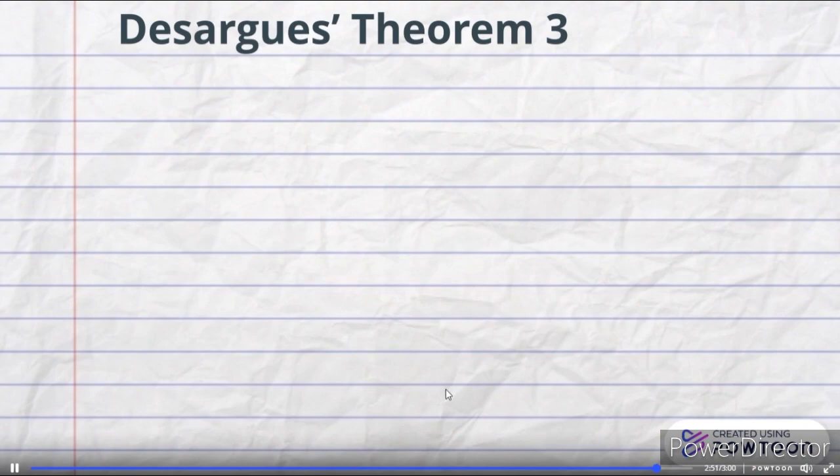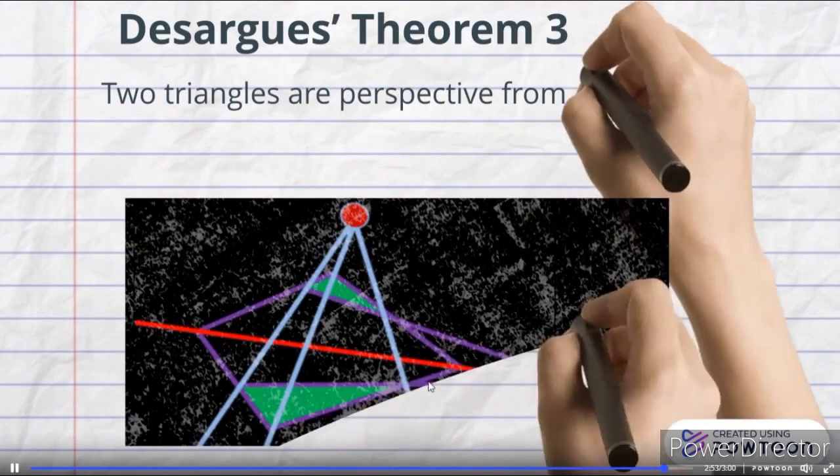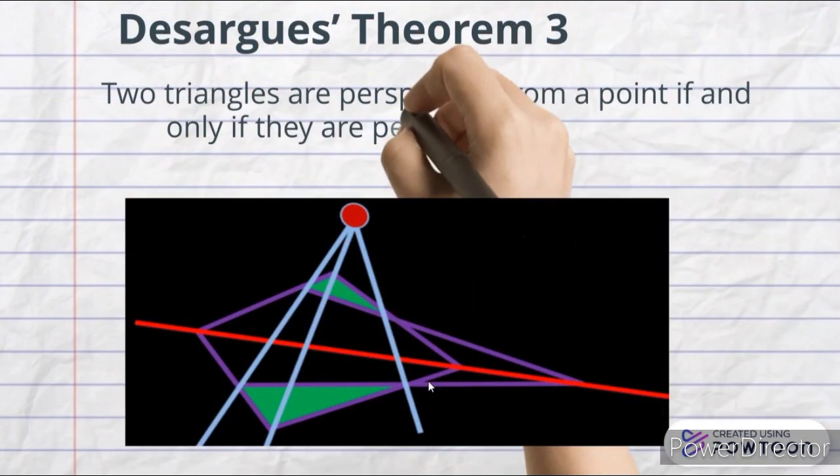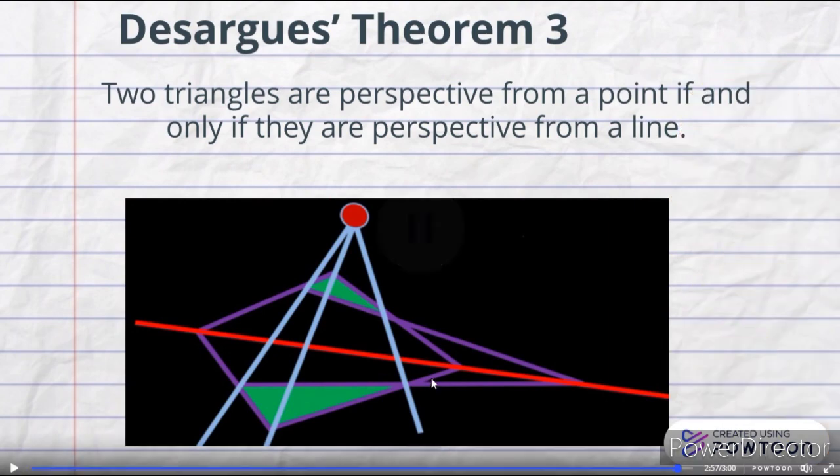And the last, Desargues' theorem 3. Two triangles are perspective from a point if and only if they are perspective from a line.